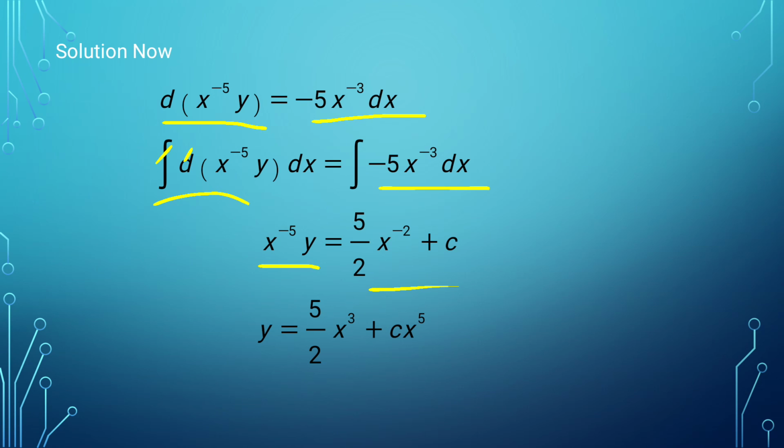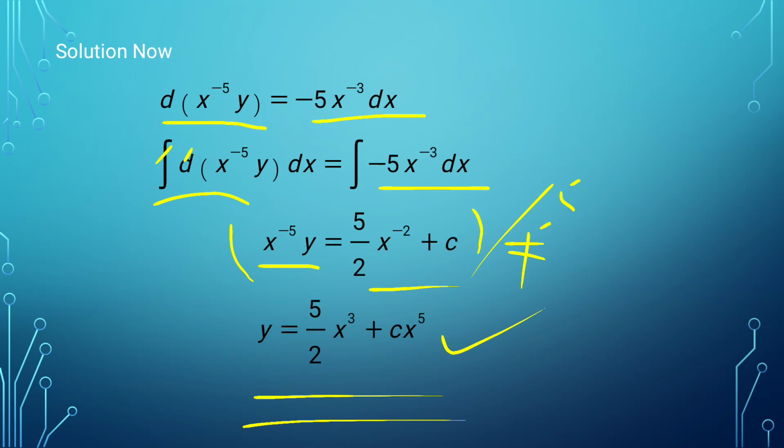Then we divide all this by e to the power negative 5x, so that now we have this. And this is basically the solution that we expected.